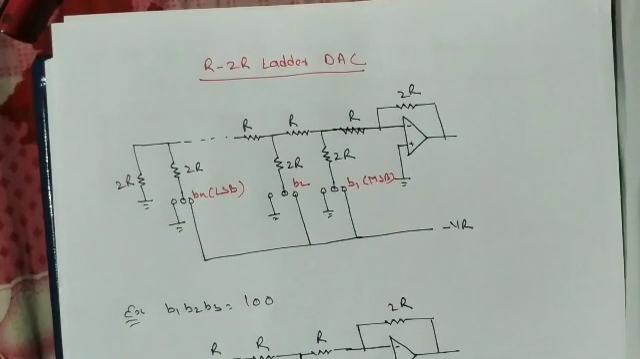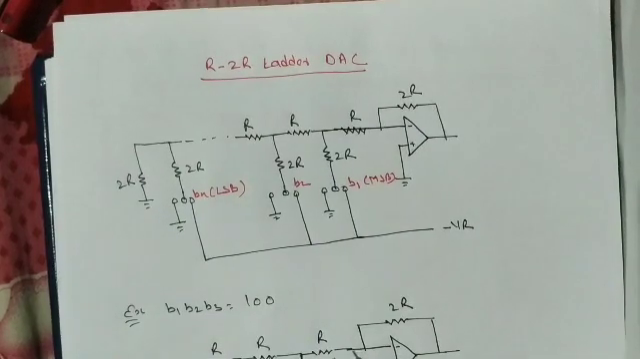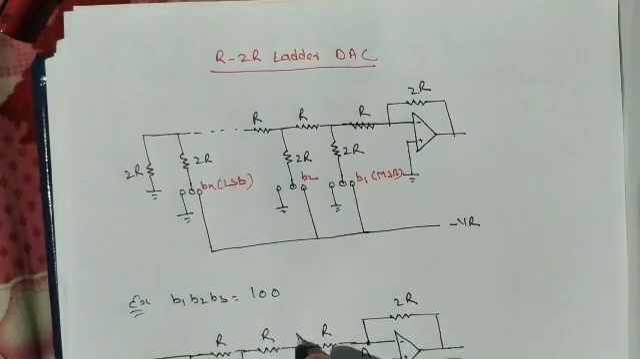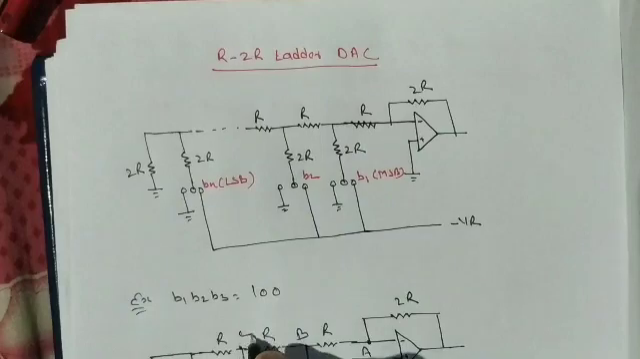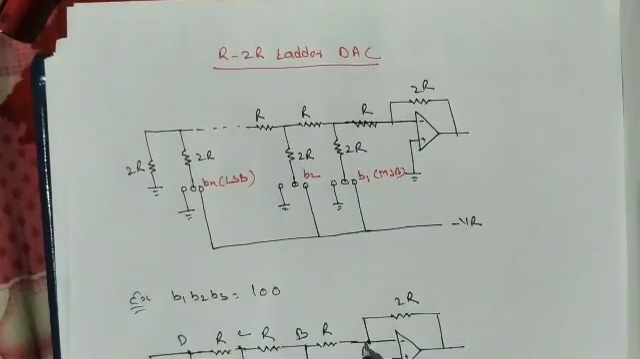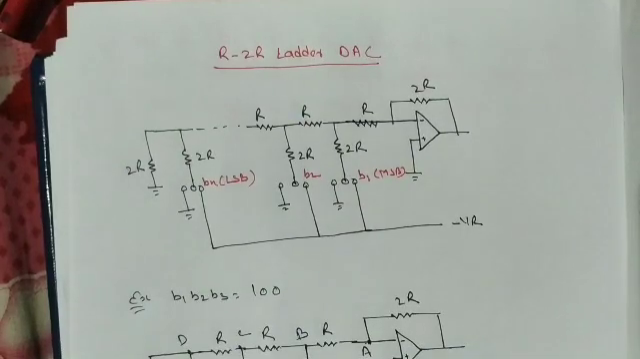Now I will name the nodes: node A, node B, node C, and suppose node D. Node A is at ground value because the positive terminal is ground, and the value of the positive terminal and negative terminal are equal. Since the negative terminal is also at virtual ground, the value of node A is 0.